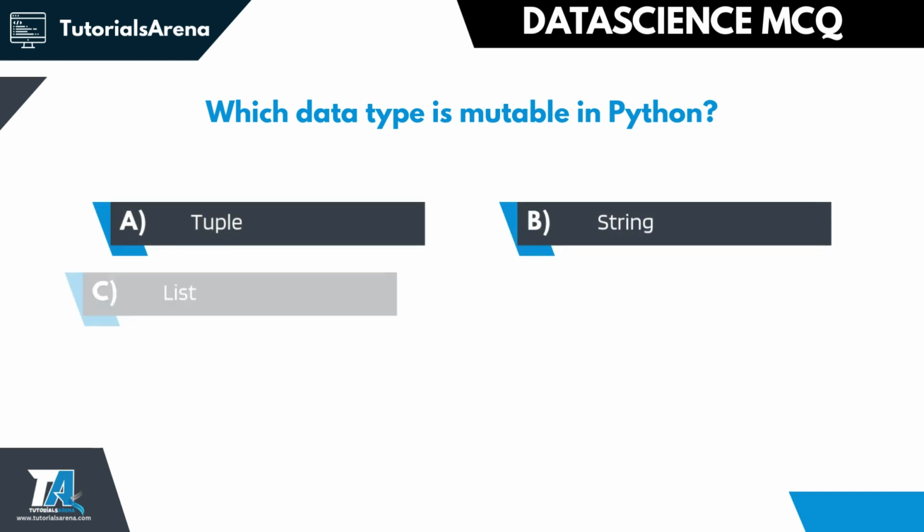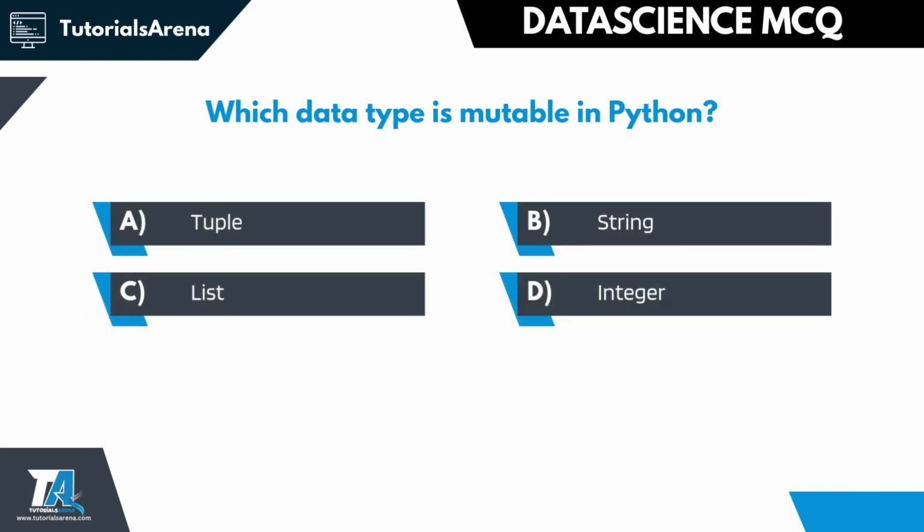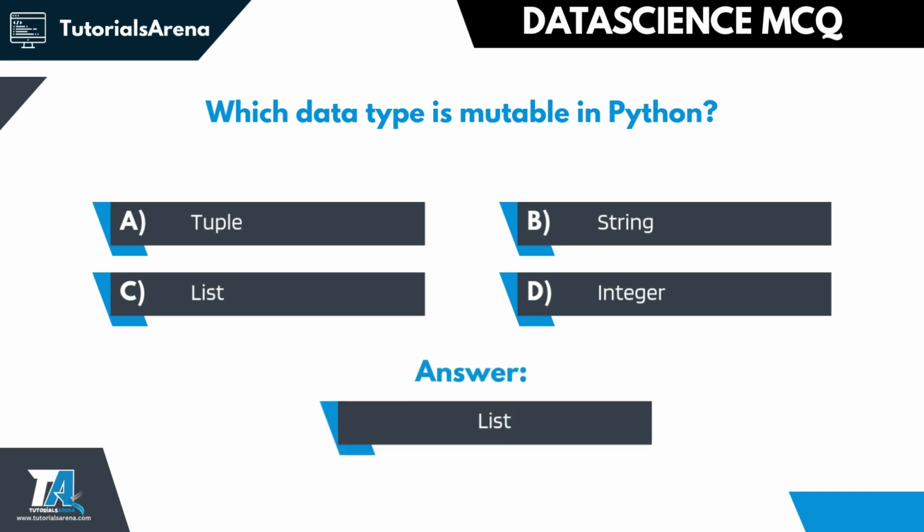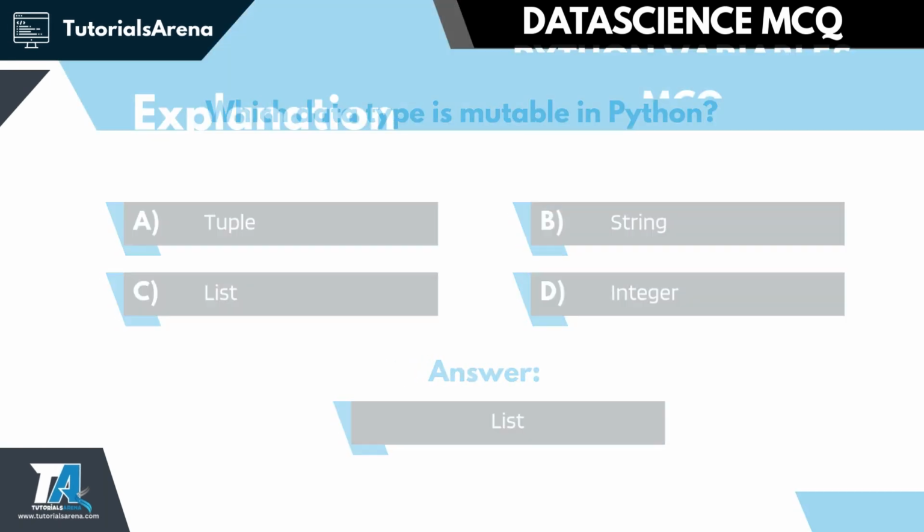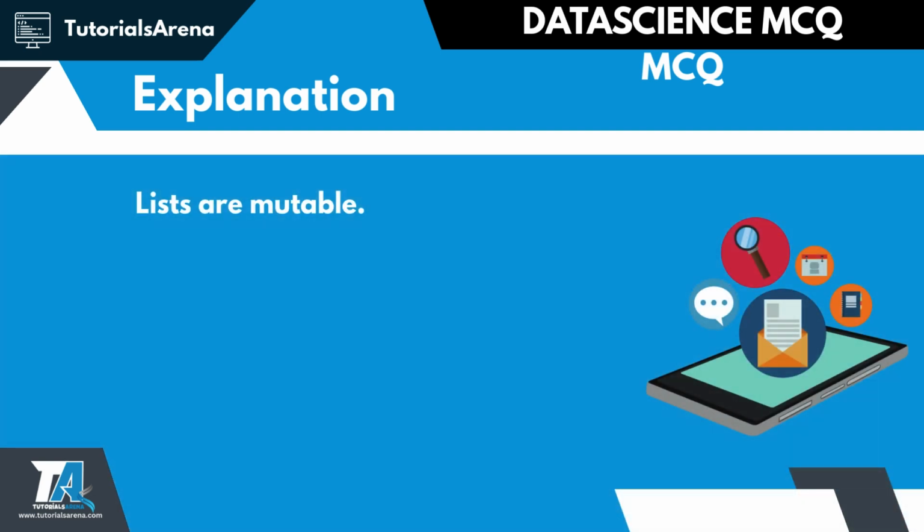Which data type is mutable in Python? The answer is option C, list. Lists are mutable.